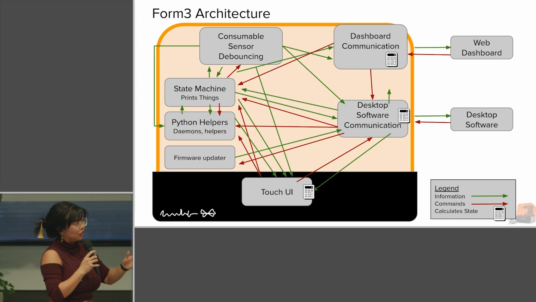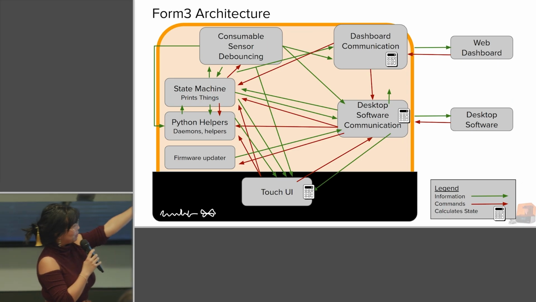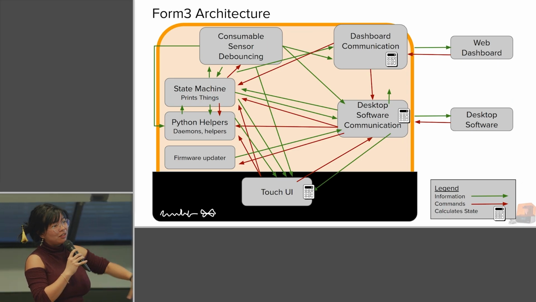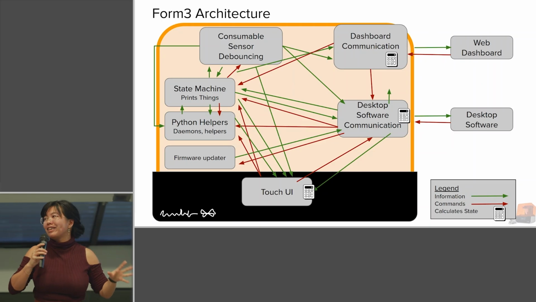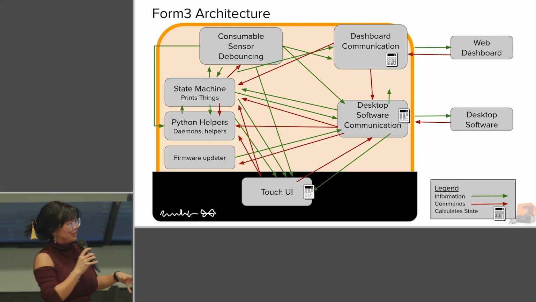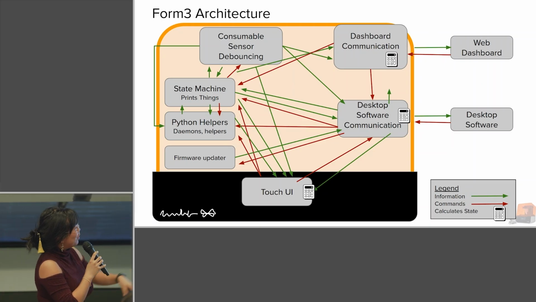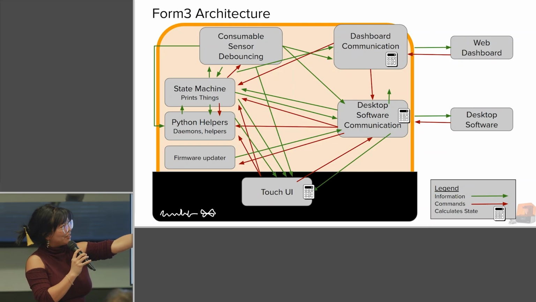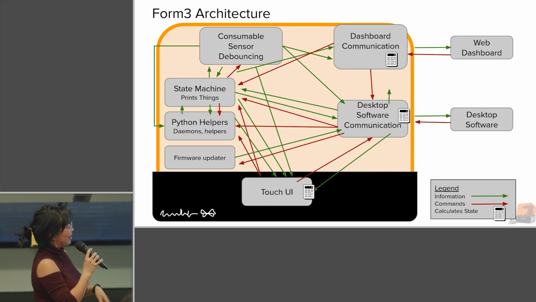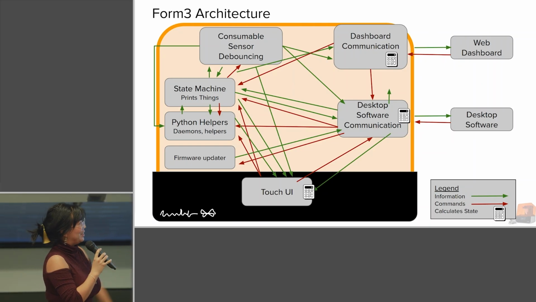The overall architecture. So this is the state machine I was just talking about. And this is our system for integrating with the wider Formlabs ecosystem. So over there are off-printer components. There's a web dashboard and there's the desktop software. These are all on-printer components.